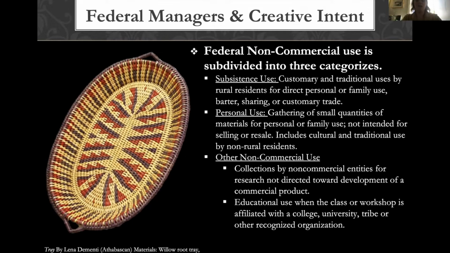Now, when you're looking at other non-commercial uses, they have a distinction again by collections of non-commercial entities. So let's say you're having a workshop and you want to be able to actually look at trying to do education. That educational use, when you're using a workshop or so affiliated with a college, university, or tribe, is considered an other non-commercial use. So you can get a permit to be able to go out and harvest natural resource materials to be able to teach a class for that traditional artistic style. So going out to gather spruce roots, teaching the harvesting techniques, and actually teaching the basketry weaving itself.